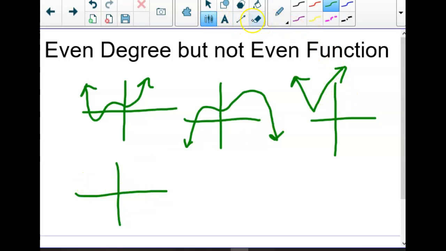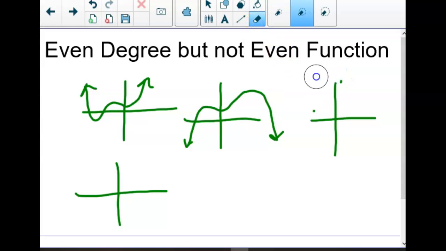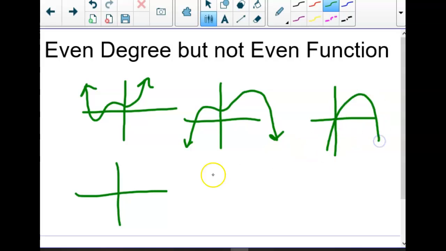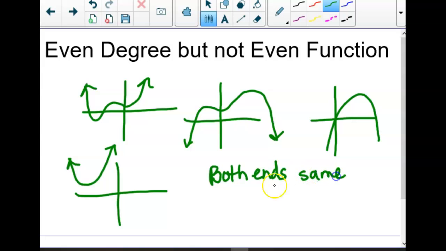Actually, this is not a polynomial, so I shouldn't include this. Let's do this. Those all are even degree because they're a power of 2 or a power of 4 or a power of 6 or a power of 8, but none of them are even functions because they have no symmetry. So both ends the same way. Both arrows are pointing up or down, but no symmetry with the y-axis.